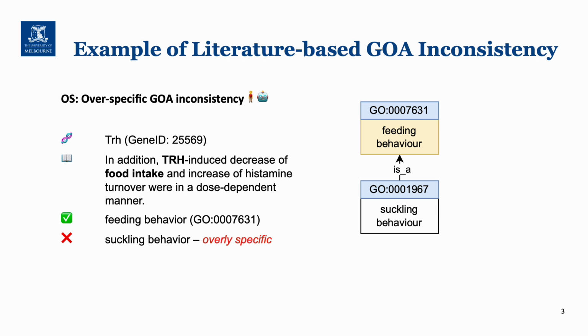Here is an example of an overspecific type inconsistency. It appears as the selected GO term overtells part of the gene function, which is not supported by the literature evidence. If we refer to the Gene Ontology on the right-hand side, overspecific inconsistency often occurs as an incorrect selection of a descendant on the ontological graph. As the example shows, the annotation using suckling behavior for gene TRH is incorrect because the evidence does not specify the process of food intake as absorption of nutrition from the breast. A better GO term shall be feeding behavior.